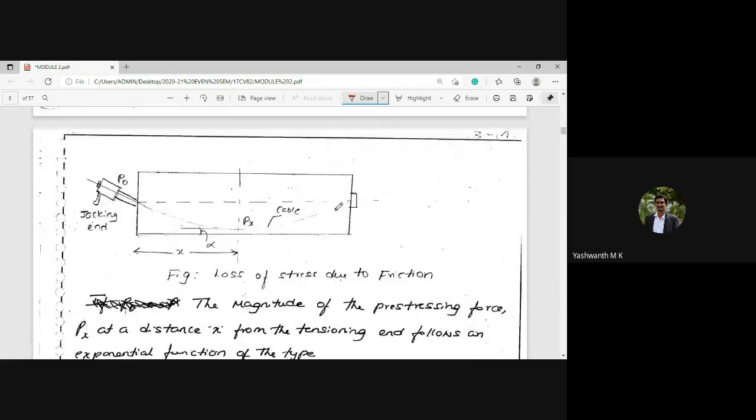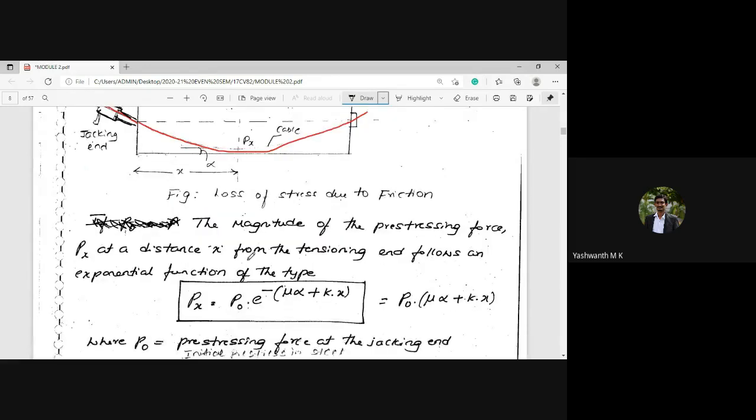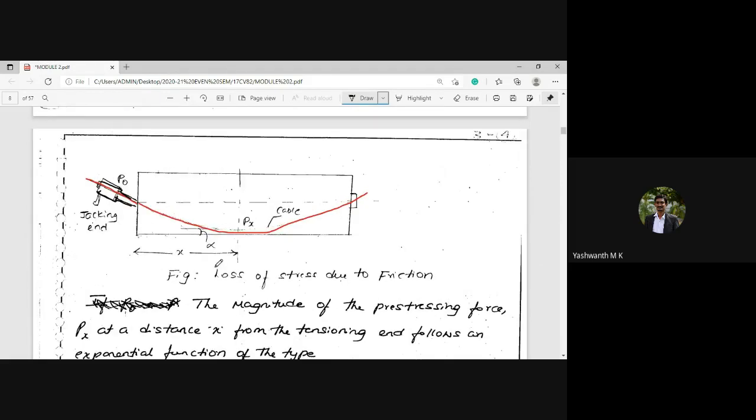So let me go to this. You can see here, this will be the central axis, and this will be the parabolic cable. Through this I am going to induce the jacking. So this will be the jacking end. You can see the cables will be jacked. Now this is the distance where the initial prestress or magnitude will be induced.